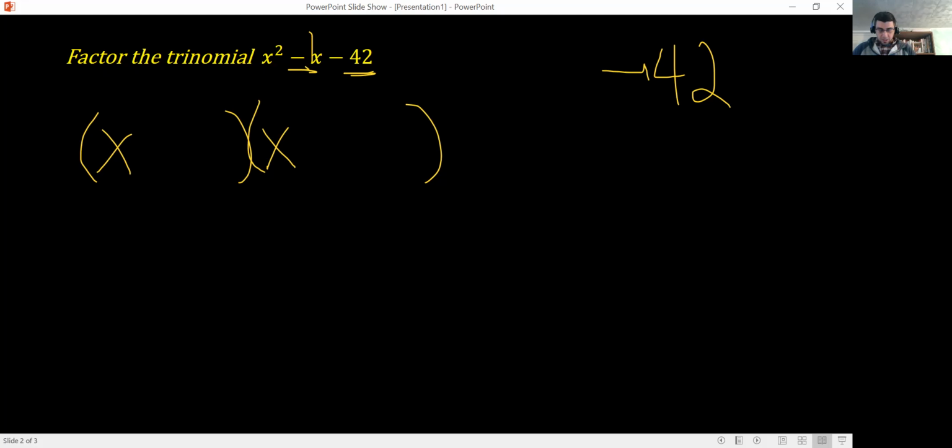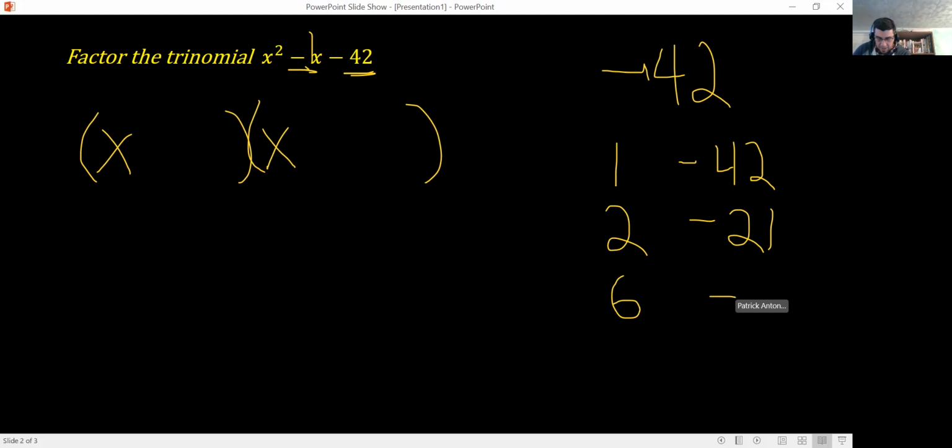So when I start listing the factors, I know 1 times 42 gives me 42. One of those is going to have to be negative. The bigger number is going to have to be negative because when I add them together, I want to get to -1. Well, when I add 1 and -42 together, I'm not going to get -1. So you could go 2 and 21. That's still not going to give you -1. In fact, you're not going to get there until you get to the factors 6 and -7.